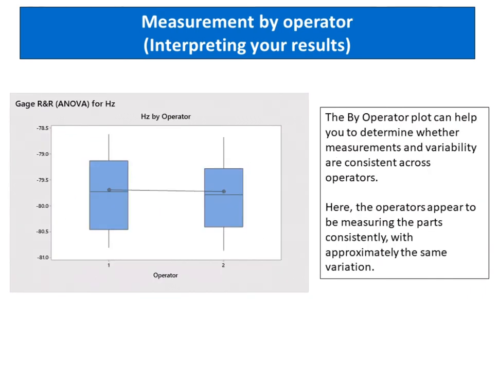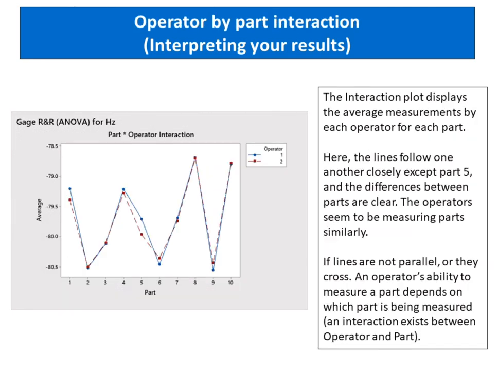The by-operator plot can help you to determine whether measurements and variability are consistent across operators. Here, the operators appear to be measuring the parts consistently, with approximately the same variation. The interaction plot displays the average measurements by each operator for each part. Here, the lines follow one another closely except part 5, and the differences between parts are clear. The operators seem to be measuring parts similarly.